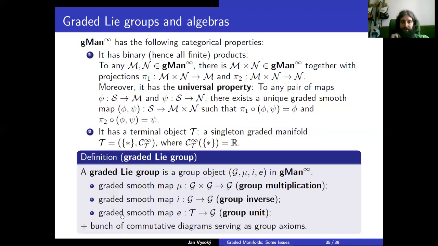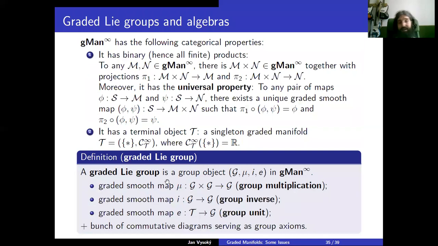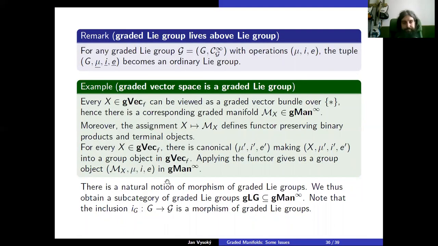Then there is a graded smooth map which goes from G to G, which is called the graded group inverse. And there is a group unit, which can be viewed as a graded smooth map from the terminal object of my category to G. This is important. I need the terminal object to do this. And there is a bunch of commutative diagrams between these three maps, which resembles the group axioms. There is no space for them here. And therefore, I can define what a graded Lie group is.